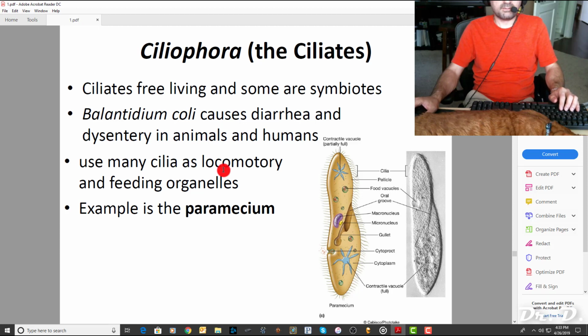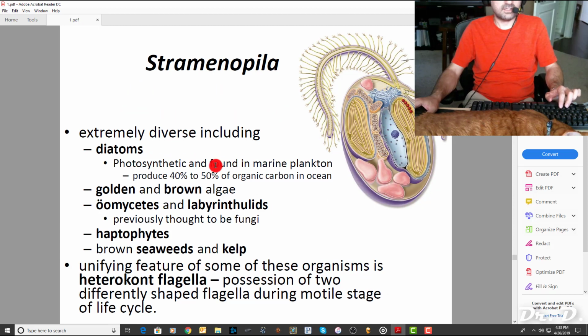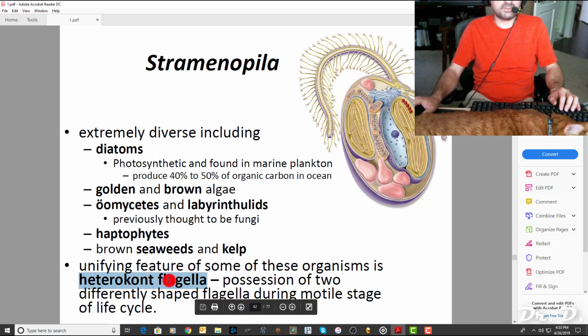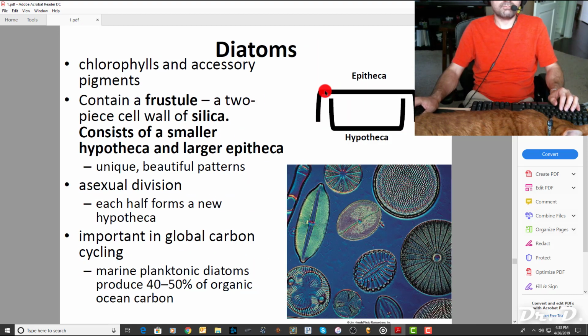Ciliophora, I want to know about Paramecium. Paramecium has cilia. I want to know about diatoms. Oh, I might ask what group of protists has heterokont flagella, and of course that would be the Stramenopila. I want to know about diatoms, how they are photosynthetic and responsible for so much of the oxygen production on the planet. And one thing you should know for the exam is the difference between the epitheca and the hypotheca.